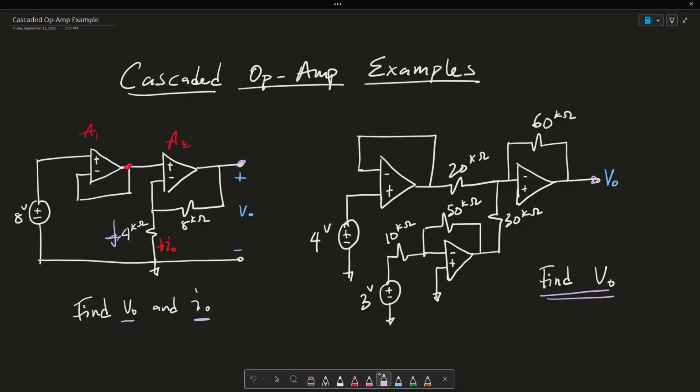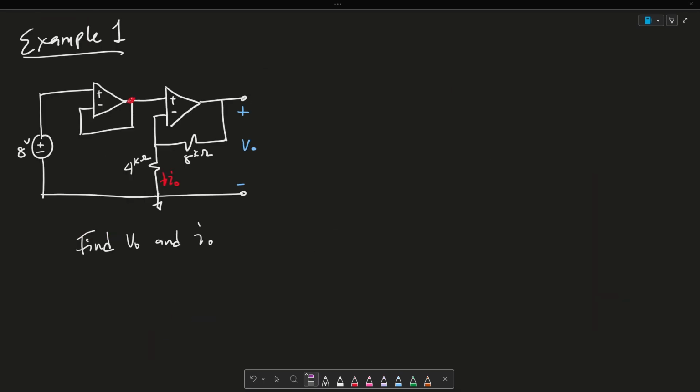So without further ado, I'm going to start with this first example. For the first example, it's relatively simple. We have to realize that this A1 amplifier is a buffer. I have made a video on buffer circuits in the past, so please feel free to check that out. And the second stage is a non-inverting amplifier. Again, it's non-inverting because of this plus here.